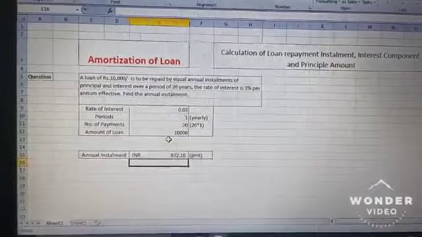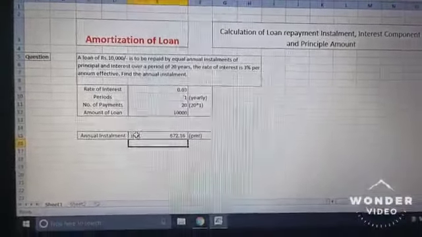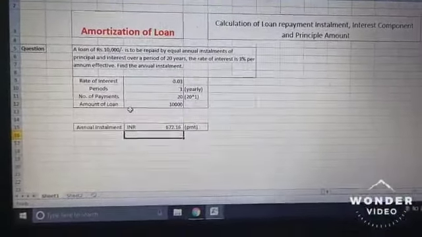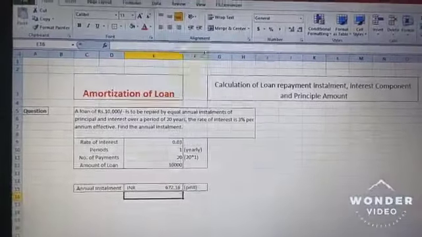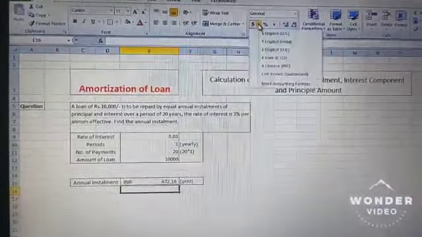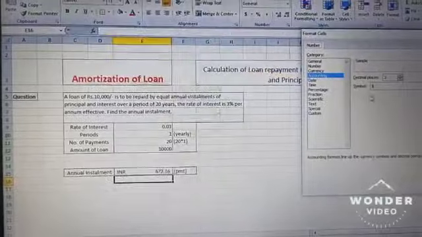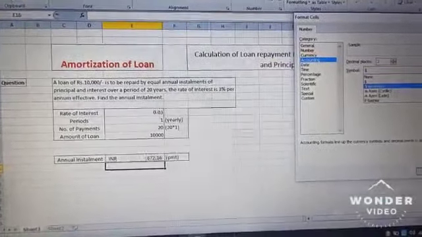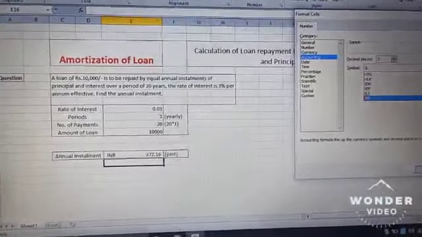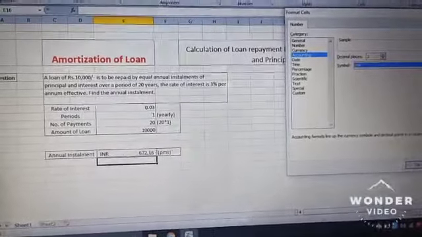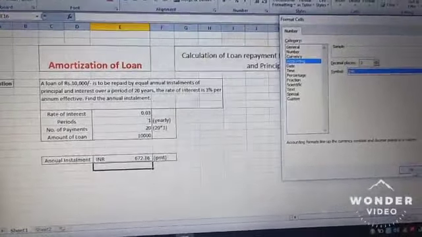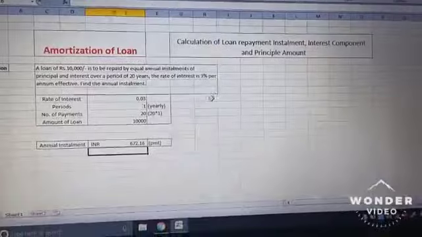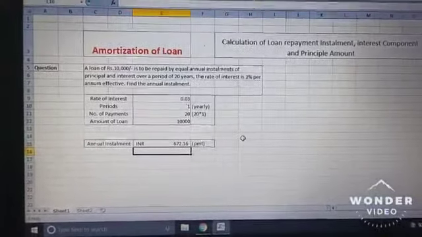Now if when you're typing this, instead of INR you're getting the dollar symbol, then what are we supposed to do? We'll go here, more accounting formats, and the symbol will change from dollar to INR. Our decimal places are also up to 2. Okay, so dollar will be changed to INR.